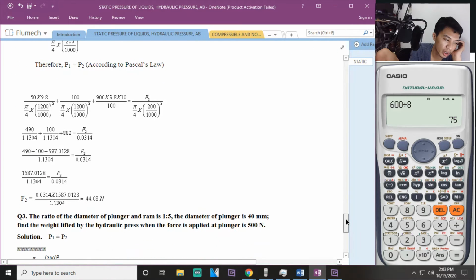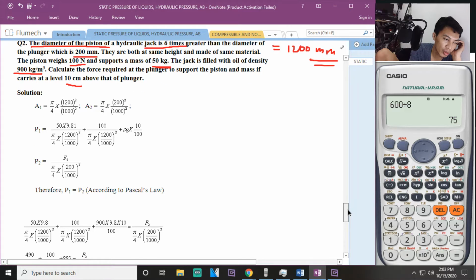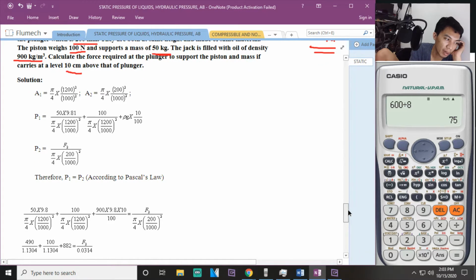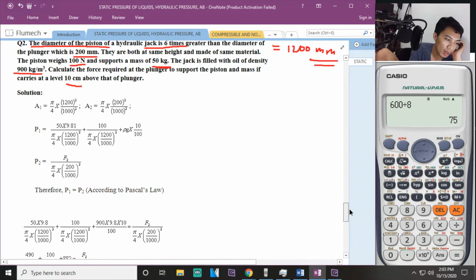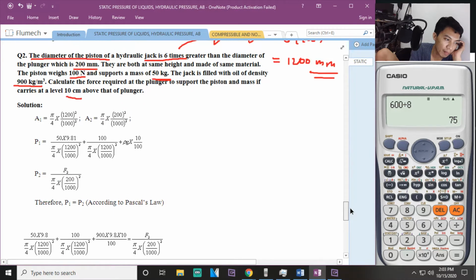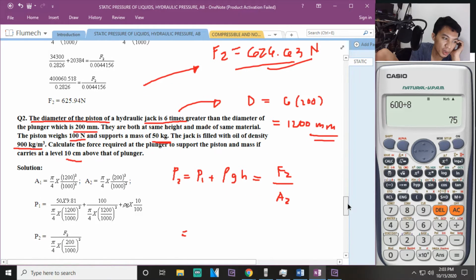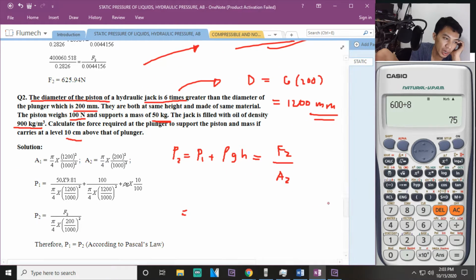So, ganun lang. Sinortcut na lang yan. So, gusto nyo ba alamin pa natin kung anong height ba ang binigay? X is 10 cm na height. Okay. So, solve natin. Isa-isa na lang. So, the pressure 2 is equal to pressure 1 plus nung height na ibinaba niya. So, rho g h. Yung pressure 2 is equal to force 2 over area 2. Yung pressure 1, ano ba yung pressure 1? Wala siyang binigay. That is force.